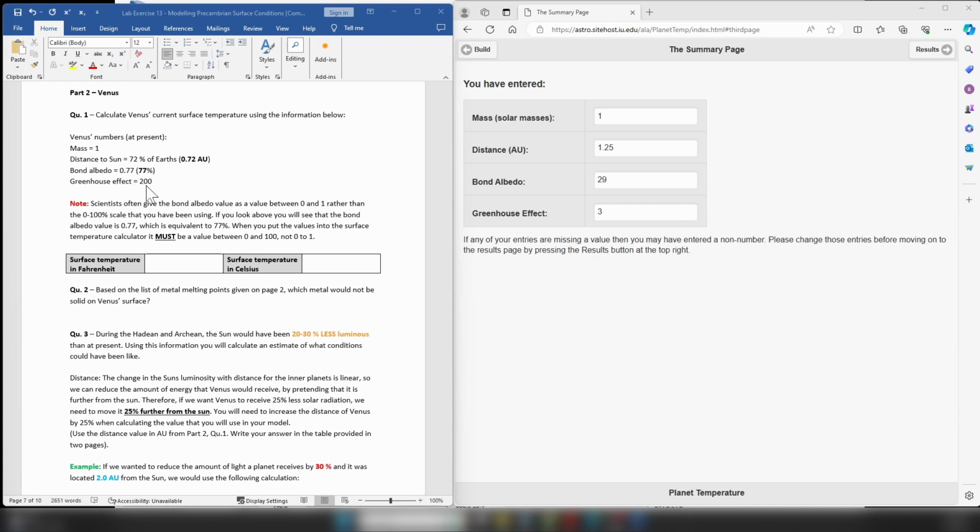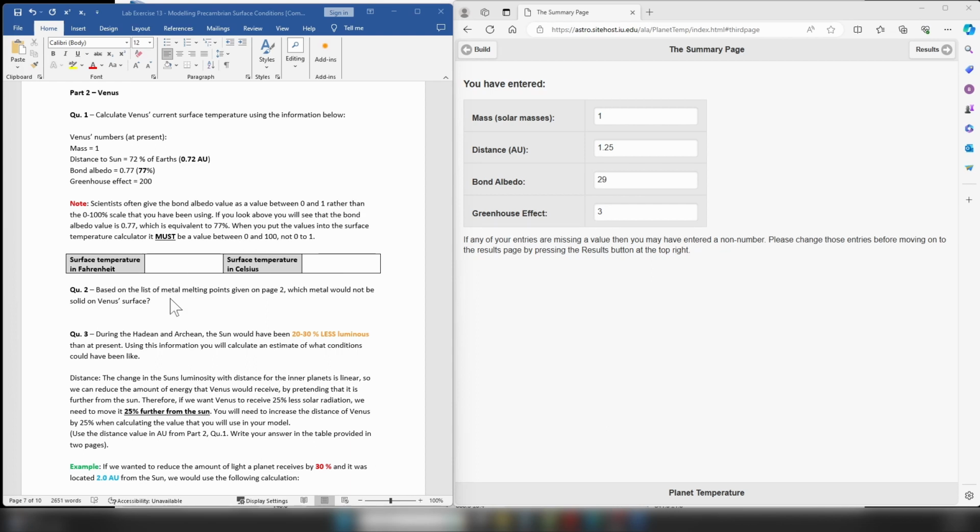And the greenhouse effect is 200, because as we know, Venus has an extremely strong greenhouse effect due to its very thick carbon dioxide rich atmosphere. Okay, so once you've inputted all this information into the surface temperature calculator, it's going to give you the current surface temperature in Fahrenheit and in Celsius. So not really that surprising, the number you're going to get is going to be pretty high.